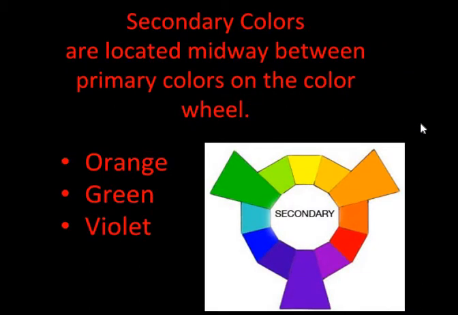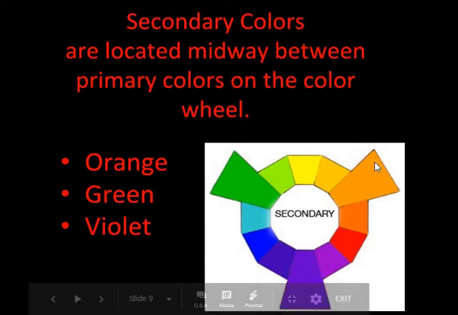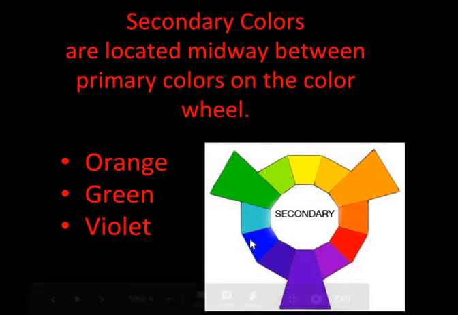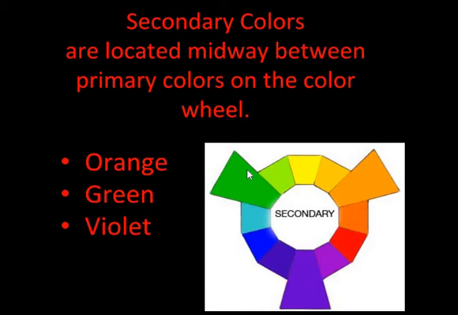Secondary colors are located midway between the primary colors on the color wheel, and that is orange, green, and violet. So here you can see orange is a secondary color, and you can mix red and yellow to get that orange. Green, you can mix yellow and blue to get green. So you'll notice that the secondary colors are located midway between the primary colors that you would mix to make that color.